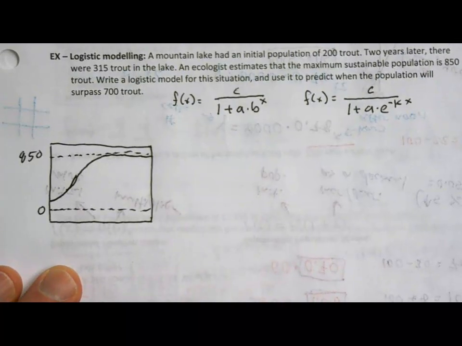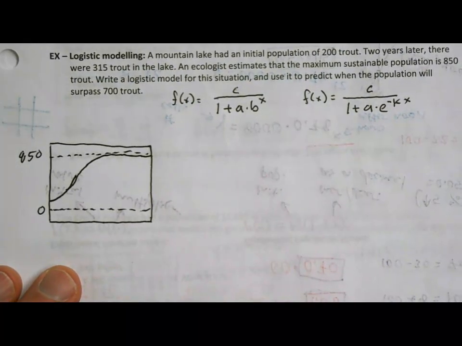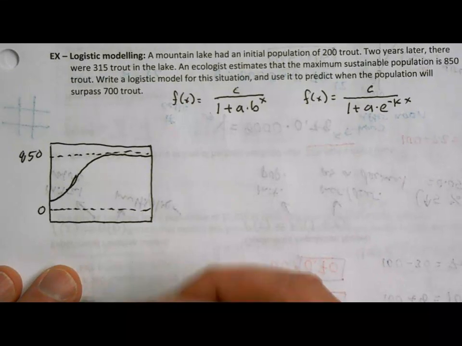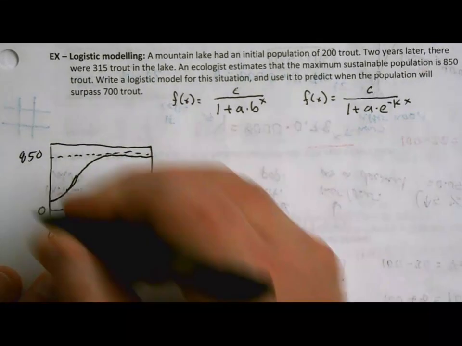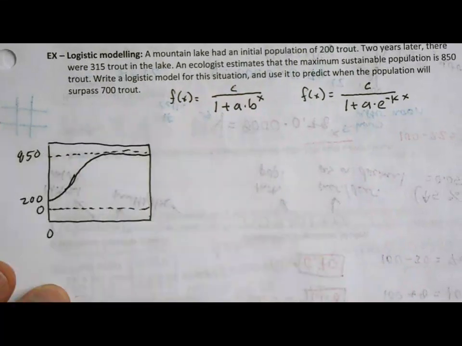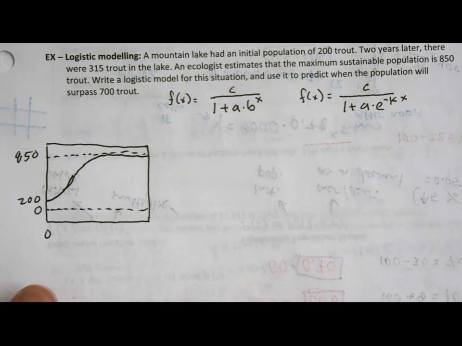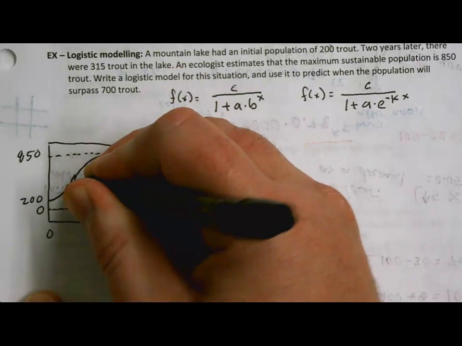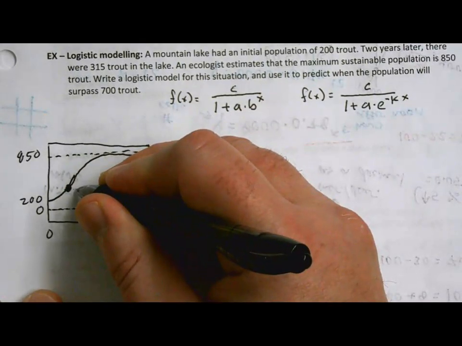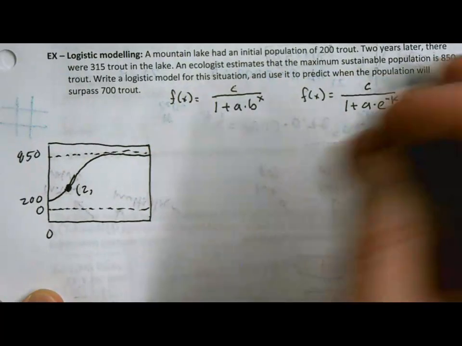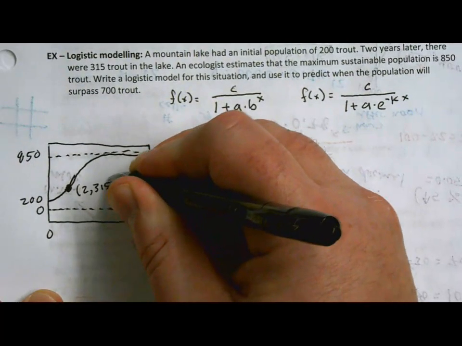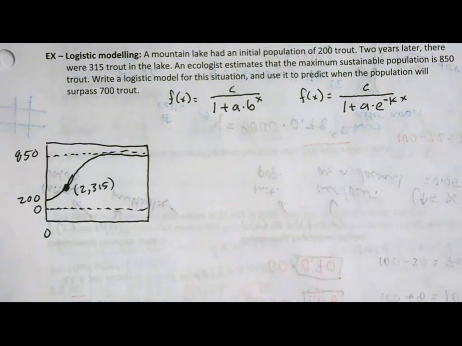Oh, I didn't do the 200 yet. The 200 would be my y-intercept. If we're starting right here, 200 would be how many fish there were when we started. And then 2 years later, there's 315. So I have no idea where on the screen this is going to end up, but I know that the point (2, 315) should be on my graph someplace. We've got a lot of moving parts going on here.